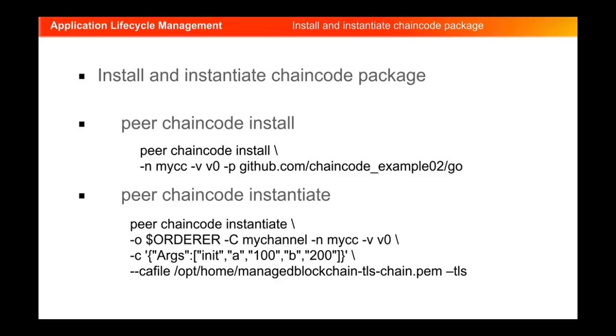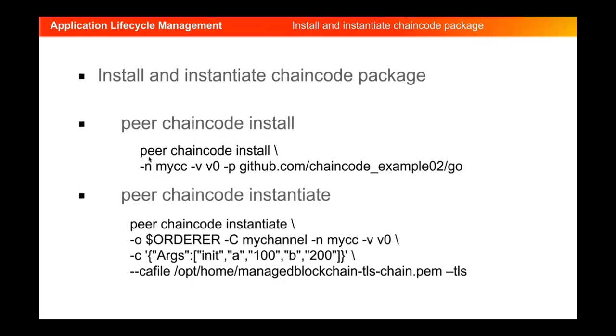Coming to the first part, which is install and instantiate chaincode package. As we know, we can write multiple smart contracts, and all those multiple smart contracts are bundled into a chaincode, and we have to install and instantiate it on our network. So now let us get into the two commands which are used for installing and instantiating chaincode on the Hyperledger Fabric network. Let us see the first command, which is the peer chaincode install command.